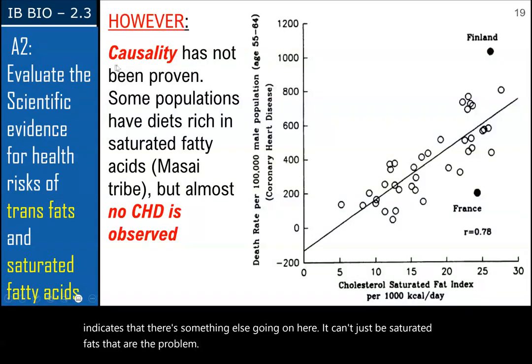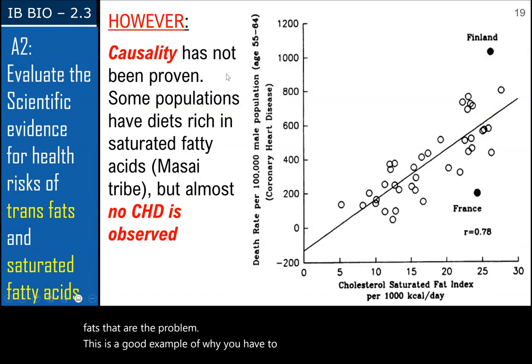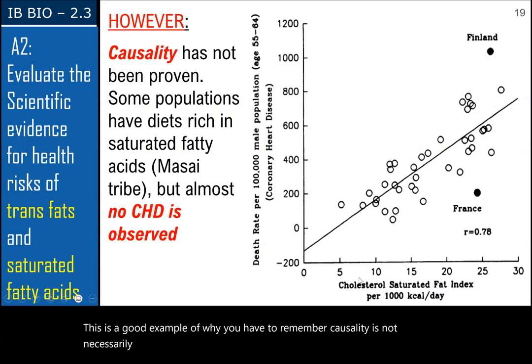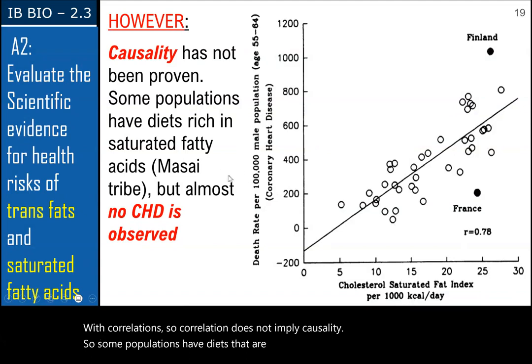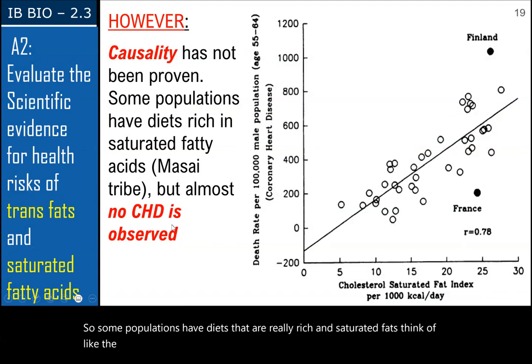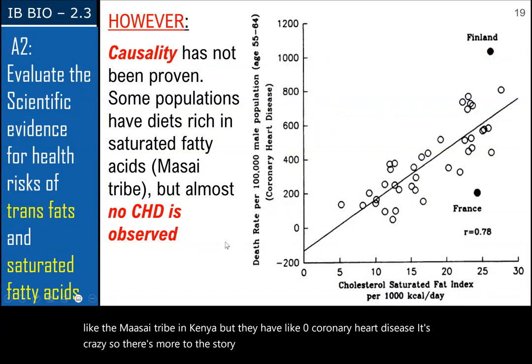This is a good example of why you have to remember causality is not necessarily implied with correlations. So, correlation does not imply causality. Some populations have diets that are really rich in saturated fats. Think of the Maasai tribe in Kenya, but they have almost zero coronary heart disease. It's crazy. So, there's more to the story that we're still trying to figure out.